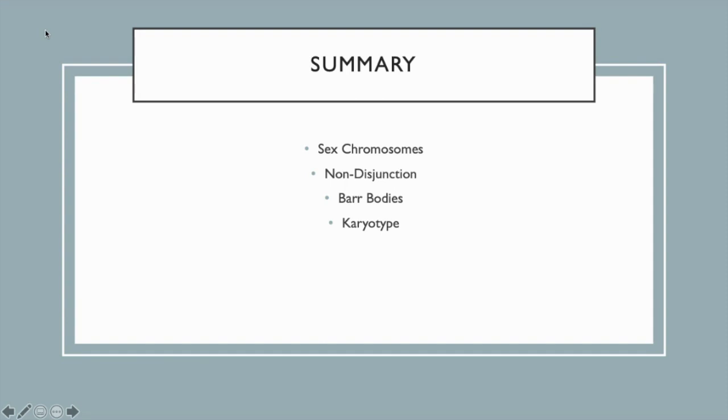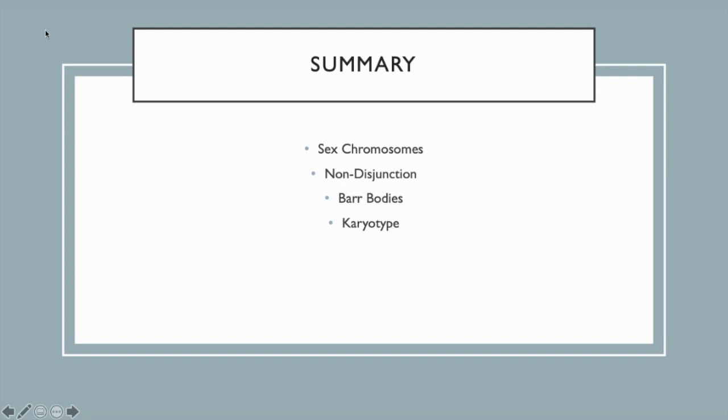Alright, now to summarize our presentation, we have sex chromosomes, non-disjunction, Barr bodies, and then the karyotype test. We all know that females have XX chromosomes and males have XY chromosomes. In Klinefelter syndrome, the male has an extra X chromosome and his genotype is XXY. This is caused by non-disjunction, which is the failure of chromosomes to split properly during meiosis. This also backs up that the disease is genetic and not inherited.